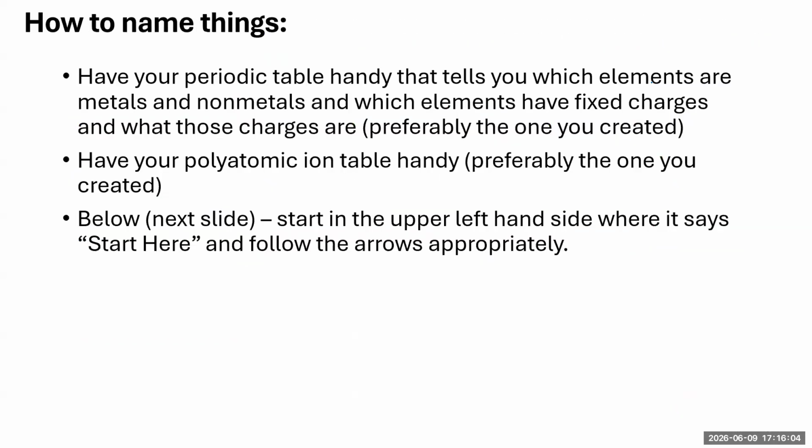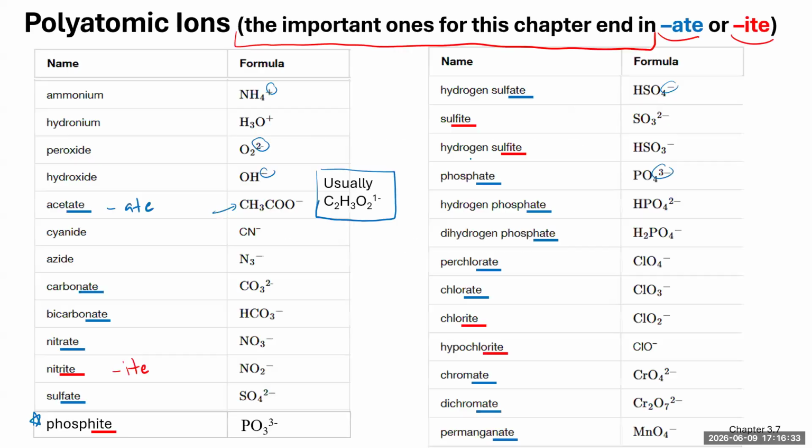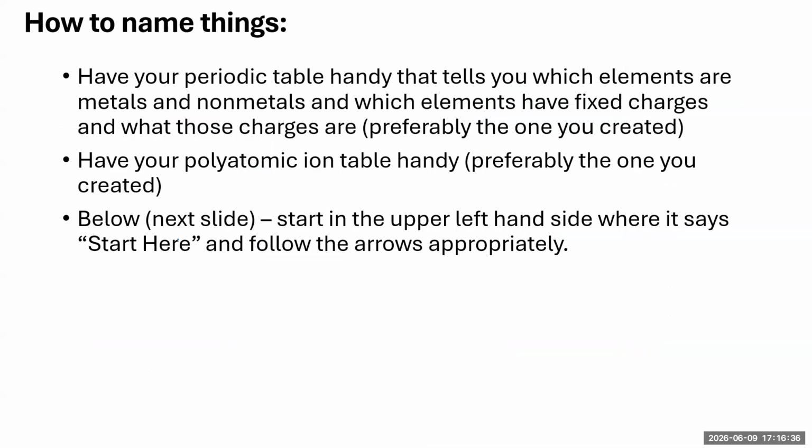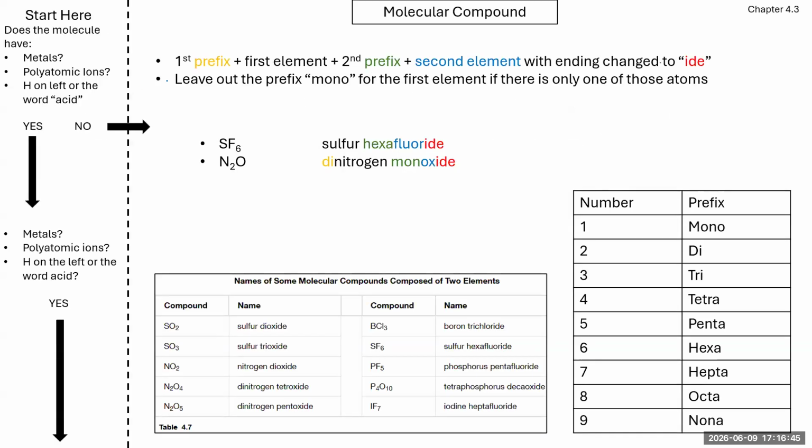All right, how to name things. Here we go. So this is a continuation of our covalent or molecular compounds. You want to have your periodic table handy that tells you which elements are metals and nonmetals, and which elements have fixed charges, and what those charges are. Remember, whatever you don't have listed, those are going to be variably charged. Have your polyatomic ion table handy, preferably the one you created, right? And maybe point out the ates and the ites. And then next, you're going to start in the upper left-hand side where it says start here and follow the arrows appropriately.